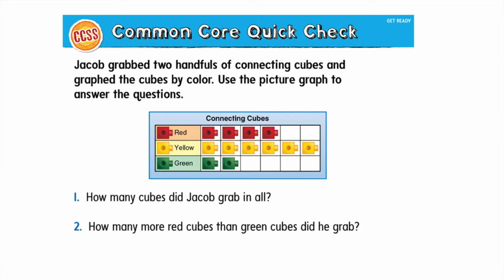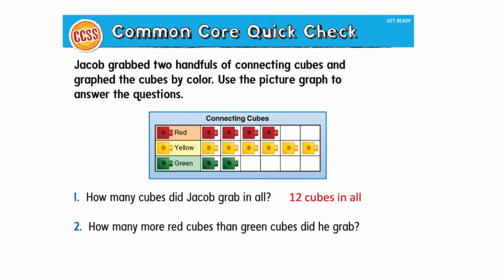All right, do you have your answer? Okay, so let's check. I see he has 4 red cubes, 6 yellow cubes, and 2 green cubes. That means that in all he has, 4 plus 6 equals 10, plus 2 more equals 12. So how many cubes did Jacob grab in all? He grabbed 12 cubes in all.